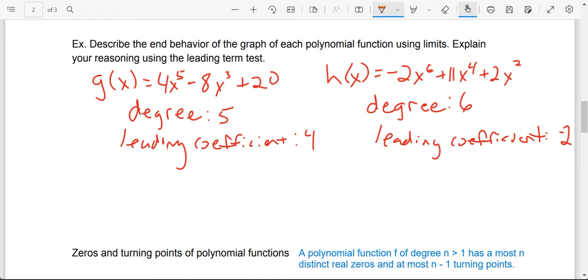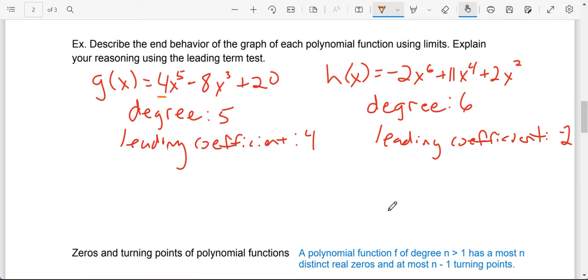All right, describe the end behavior of the graph of each polynomial function using limits. Explain your reasoning using the leading term test. So we have this function right here. We have a leading coefficient of 4 because that's what's in front of the highest power, and the highest power is 5, so it's degree 5. If you look at your table, degree 5 is odd, and you have a leading coefficient of 4.